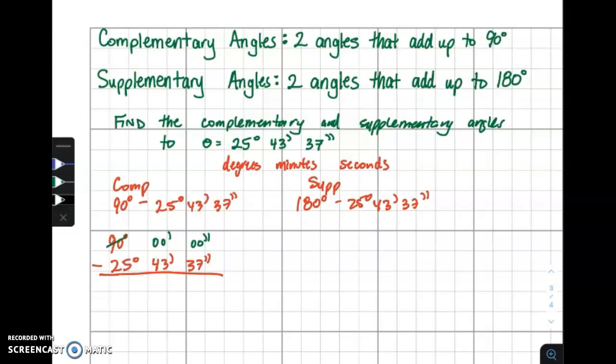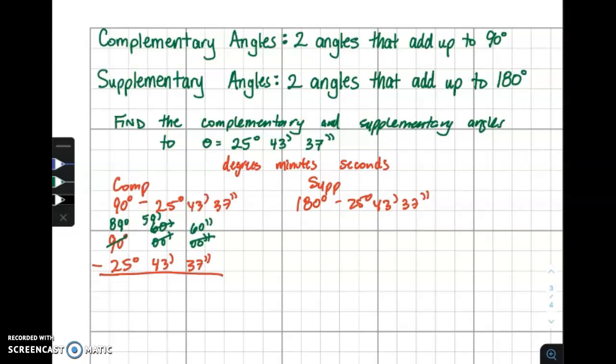So I'm going to borrow 1 degree. That's going to take the degree down to 89 degrees. That gives me 60 minutes in the next column. Now I'm going to borrow 1 minute, so that's going to be 59 minutes now, and that is going to give me 60 seconds that I can subtract from. So 89 degrees, 59 minutes, 60 seconds is the same thing as saying 90 degrees. Now I can subtract those.